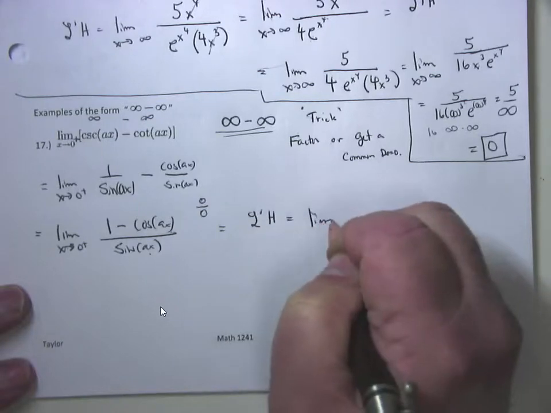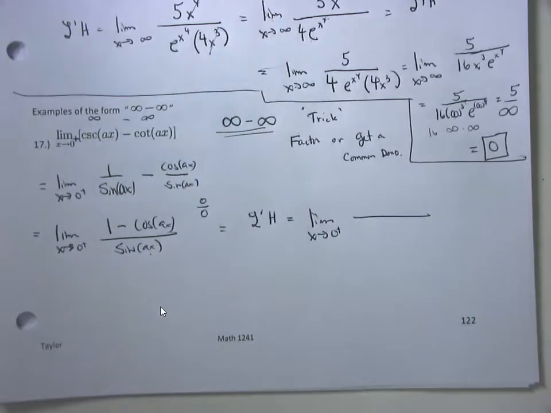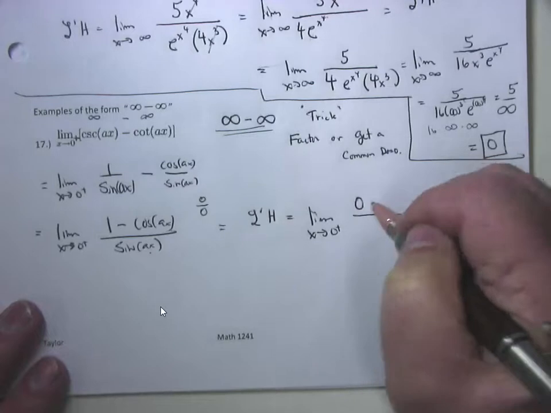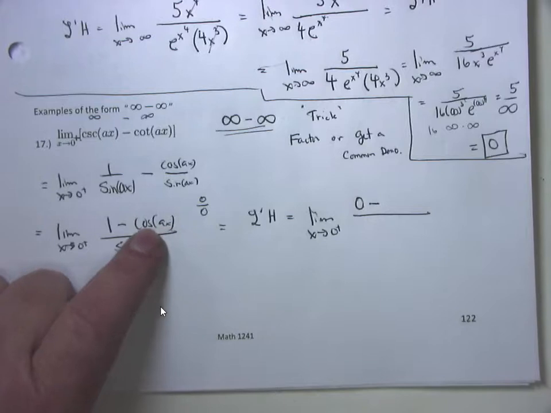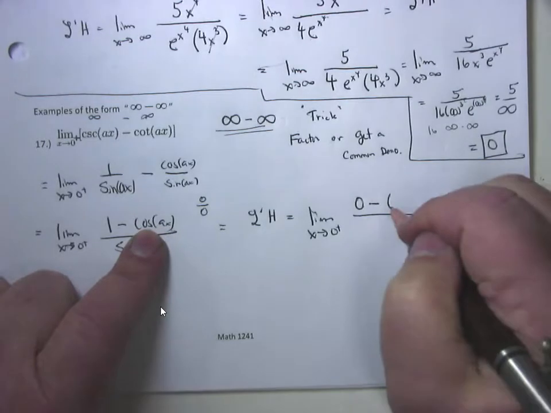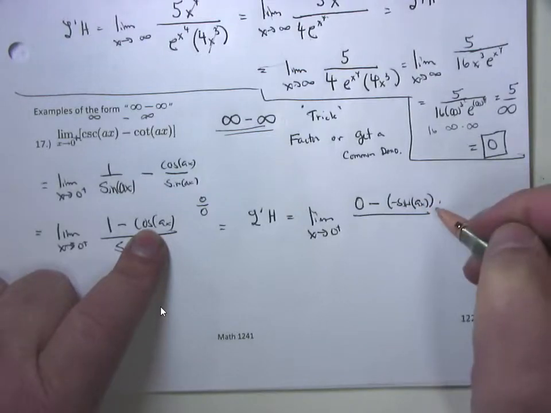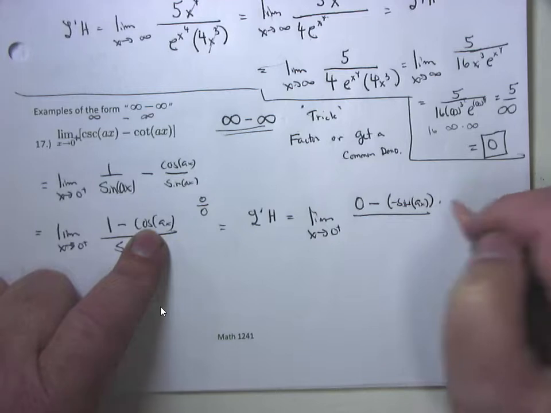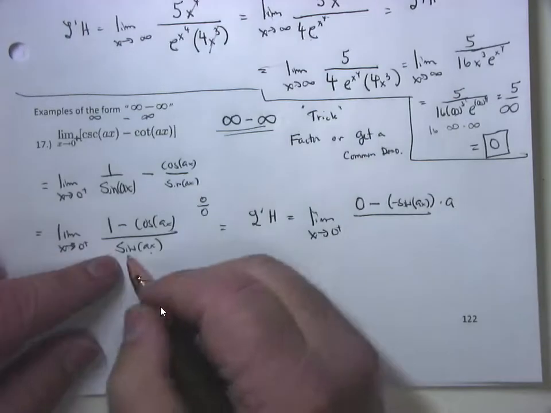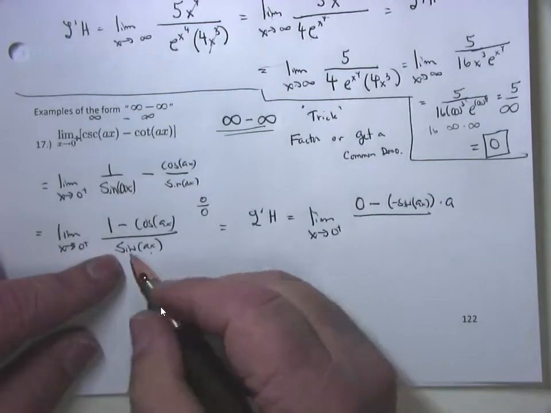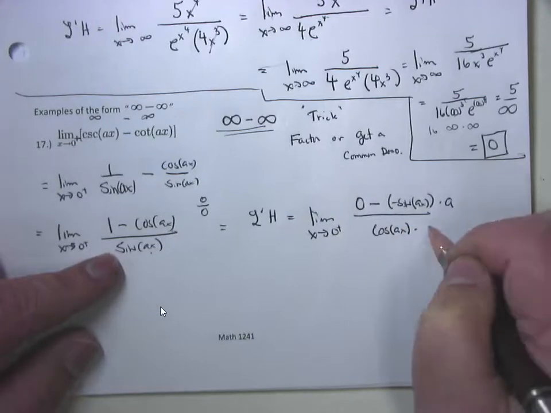So this will be equal to the limit as x approaches 0 on the plus side of the derivative. What's the derivative of 1 with respect to x? 0, minus the derivative of cosine of ax, and what rule would I use? Chain rule. Derivative of cosine is negative sine. The inside ax stays the same, but then you have to multiply by the derivative of the inside. What's the derivative of a, being a constant, times x? A. Derivative of 5x is 5. Derivative of ax is a. Divided by the derivative of the sine of ax. Well, chain rule again. Derivative of sine is the cosine of ax, then chain rule times the derivative of the inside, which is a.